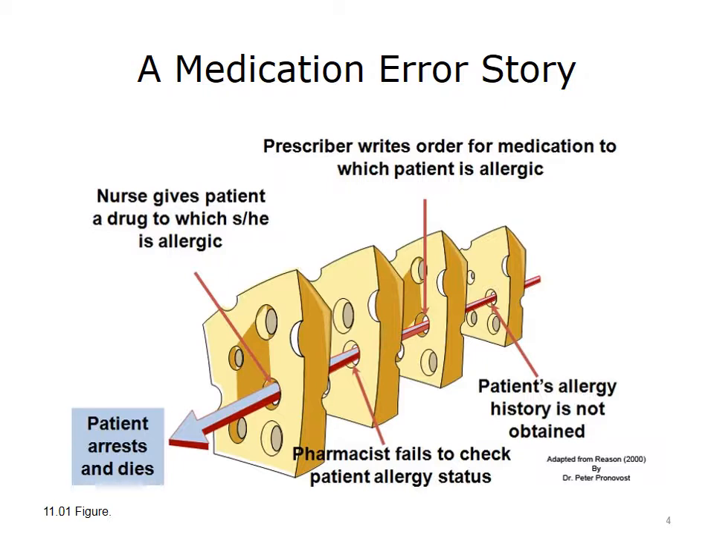Sometimes, however, the Swiss cheese stacks line up such that all of the holes are aligned and the error reaches the patient, as in the case illustrated above, in which a pharmacist fails to check a patient's allergy status because the allergy history was not obtained. The prescriber wrote an order for a medication to which the patient was allergic. The nurse gave the patient the drug to which he or she was allergic, and the patient arrests and dies.